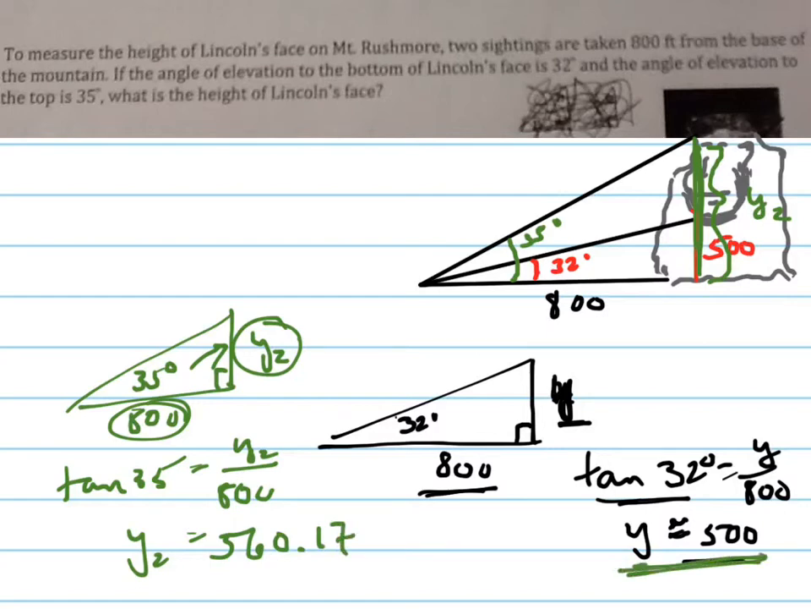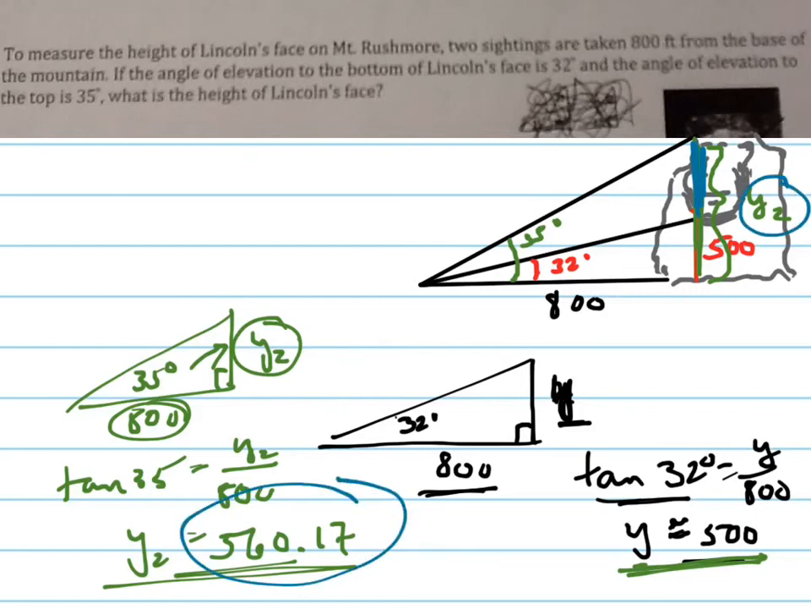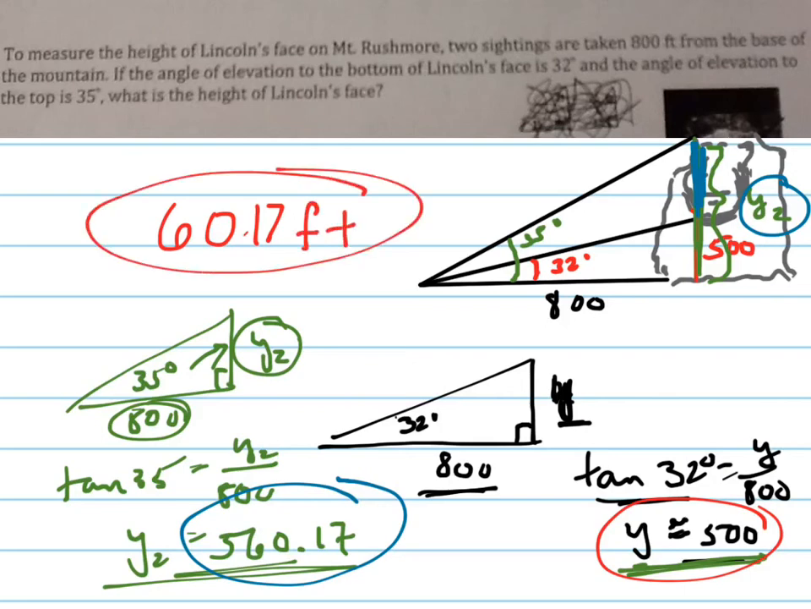The other one was when I rounded it, actually rounded straight to 500. And so the distance of the face, which is what they asked for, I'll do this in blue. The distance of the face right there is going to be this big number, y sub 2, minus the smaller number, which is the red side right here. So your answer is going to be 60.17, and we're in feet. 60.17 feet is the total height of Mr. Lincoln the Vampire Slayer's face.